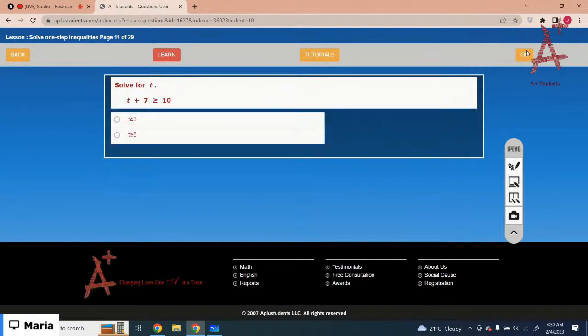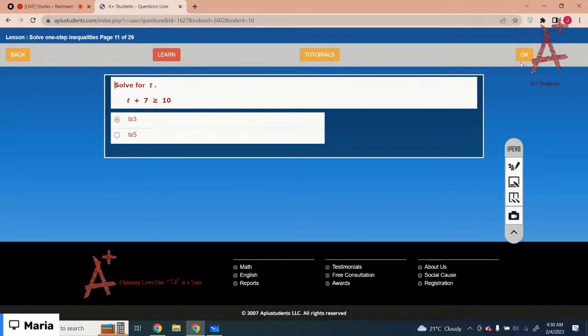Okay, the next one is t plus 7 is greater than or equal to 10. So you have to isolate the variable t. Just subtract 7 from both sides. So 10 take away 7 is 3, so it is t is greater than or equal to 3. Option number 1 is the correct option.